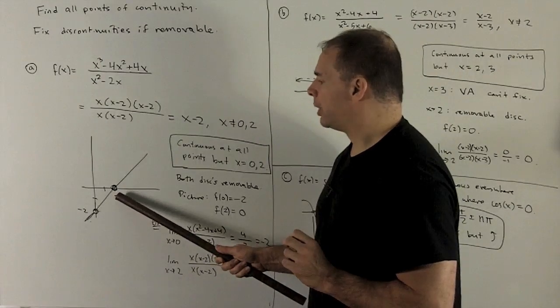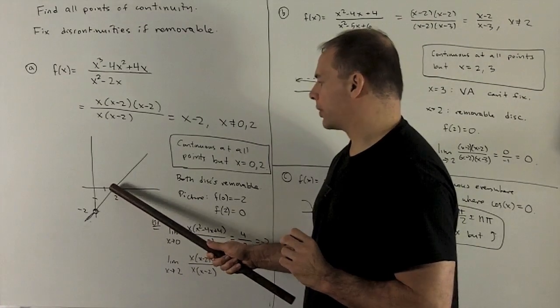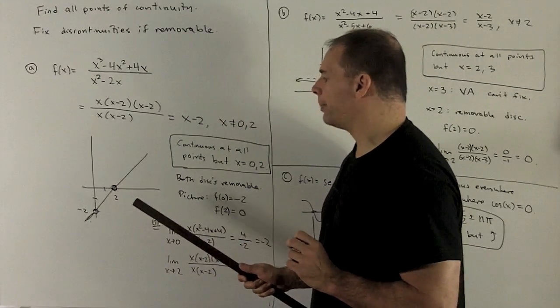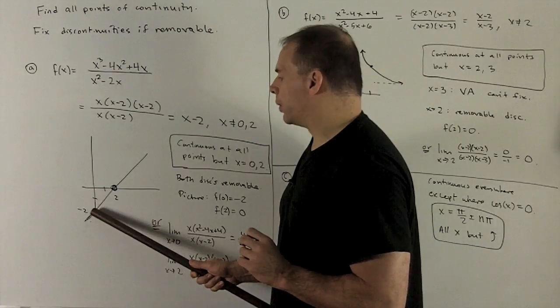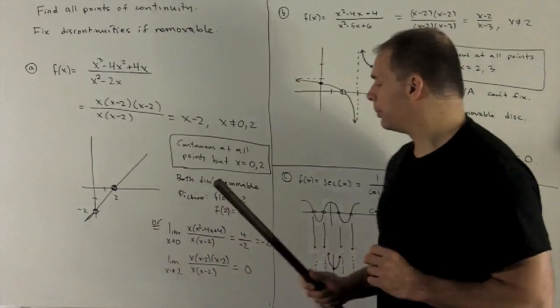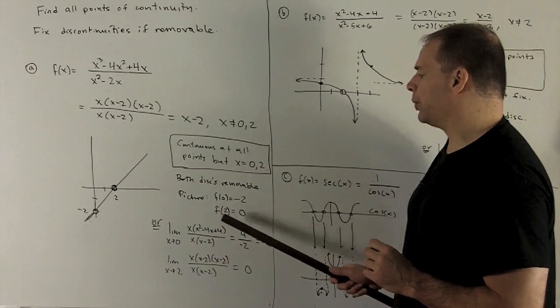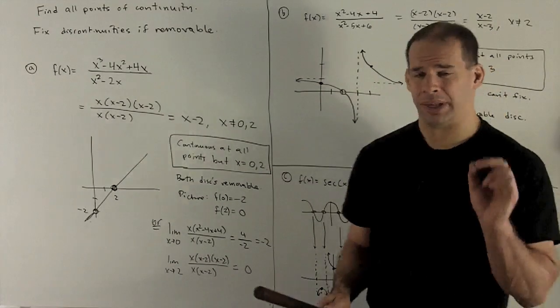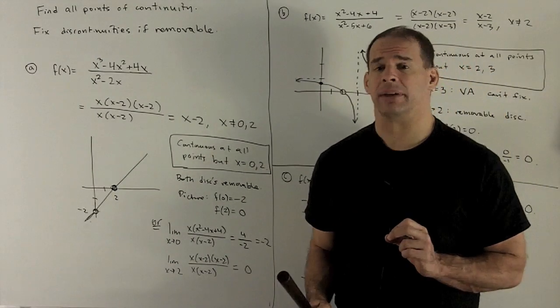Well, for 2, we want the y value to be 0, so I'm going to have f of 2 equal to 0. And for 0, I'm going to want to define it to be equal to minus 2. So we're going to have f of 0 equal to minus 2, f of 2 equal to 0. And that's how I plug the holes in.